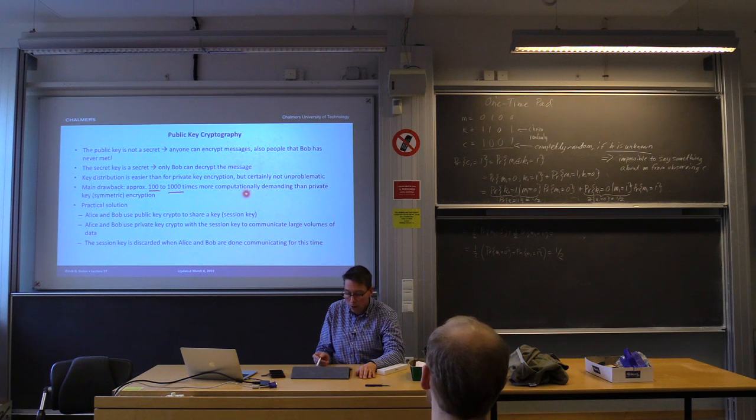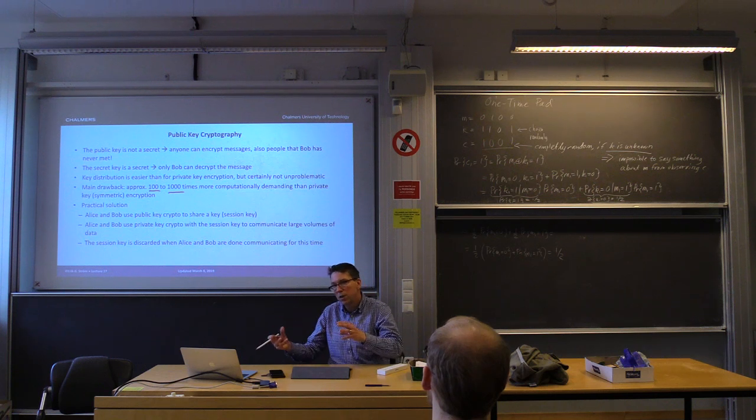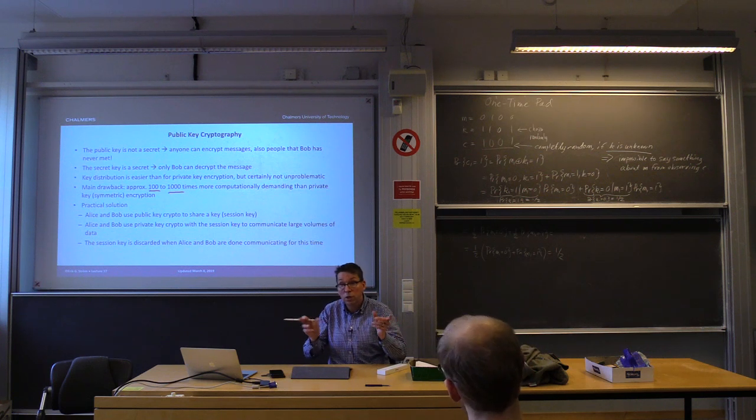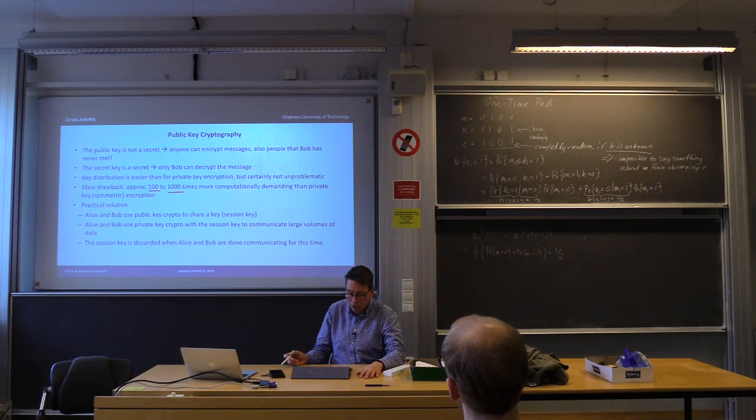Okay. So a practical solution which is used is the following. What is the main problem with private key cryptography? It's the key distribution problem. So we use public key cryptography to do key distribution, to share a secret key between the two entities, and then we switch over to private key cryptography afterwards, because that's cheaper. So that's a solution that is done.